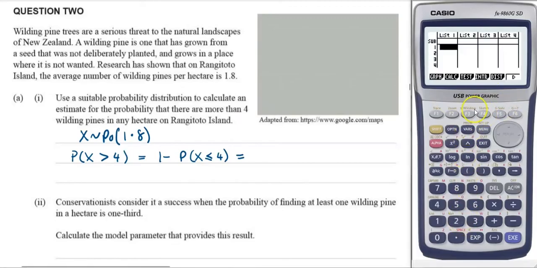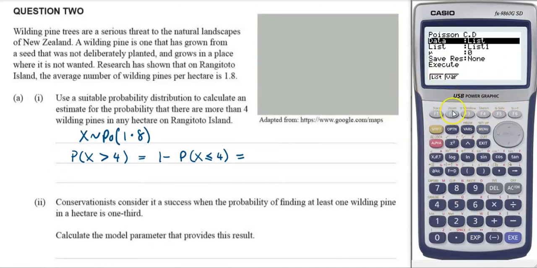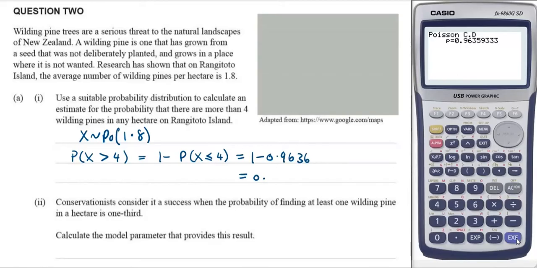We want the stats menu, distributions. This time we're going across to Poisson. And it's cumulative up to and including 4. We want to change it to variable if it isn't already. X is 4 and our mean is 1.8. So we get 1 minus 0.9636, which is 0.0364.